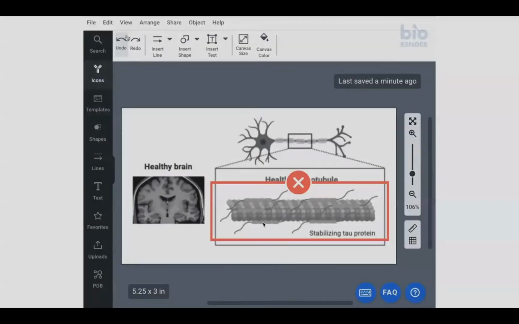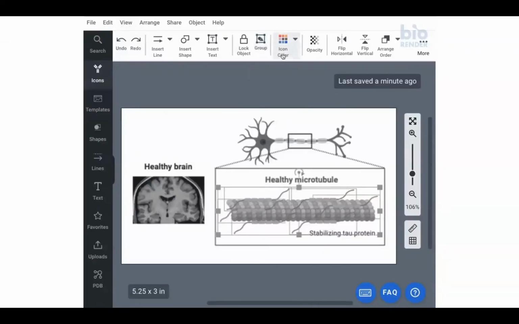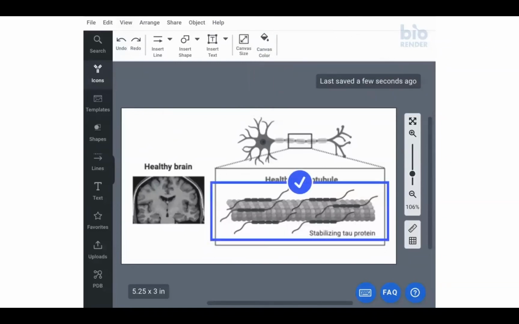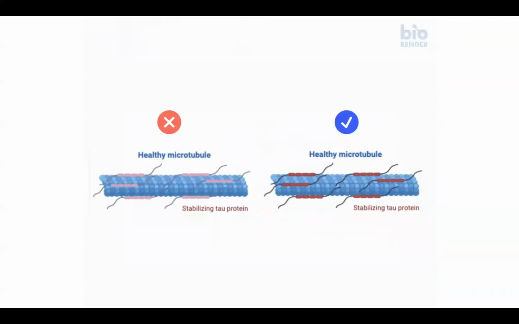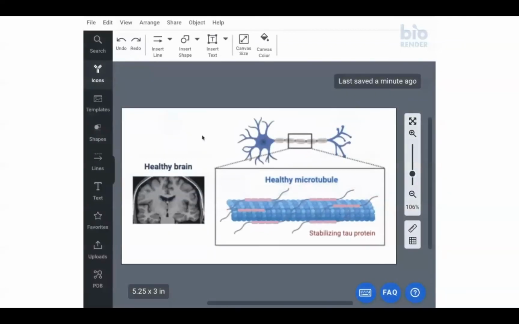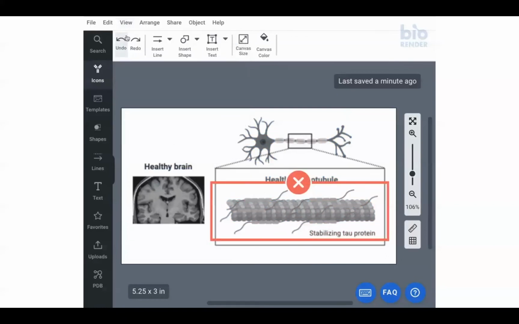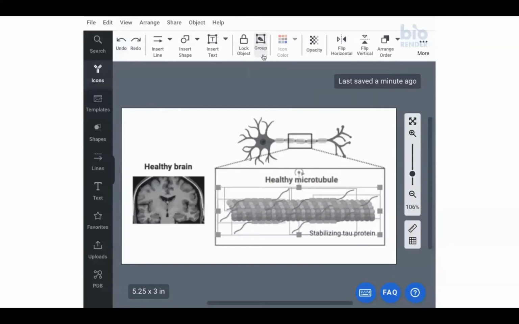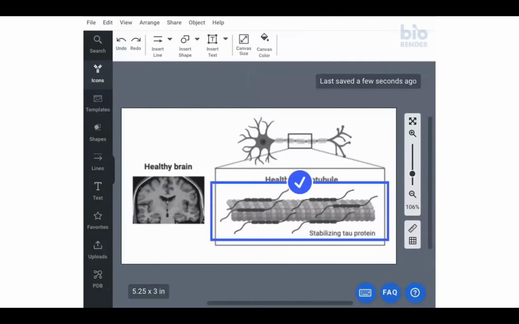So here's a really quick speed-through of fixing up color contrast issues in BioRender. So here are the tau proteins that are darker if you compare the before and after. And the pink looks okay, but if you preview in grayscale like this, you can see that it almost disappears completely. So this is just an example of how color can be deceiving.